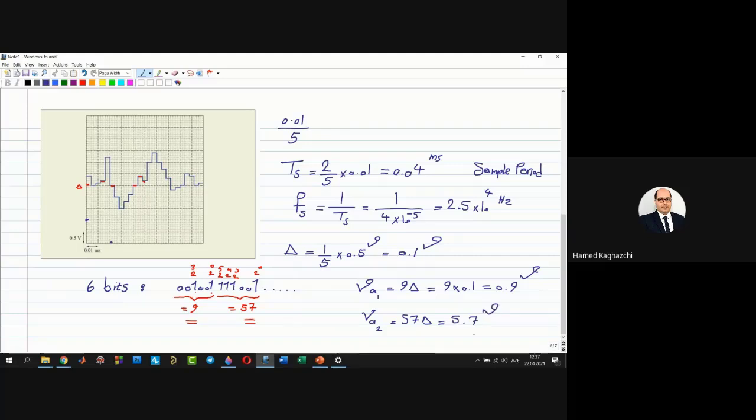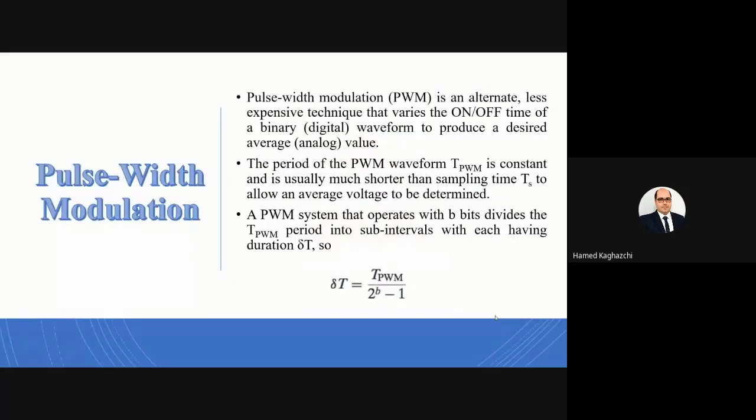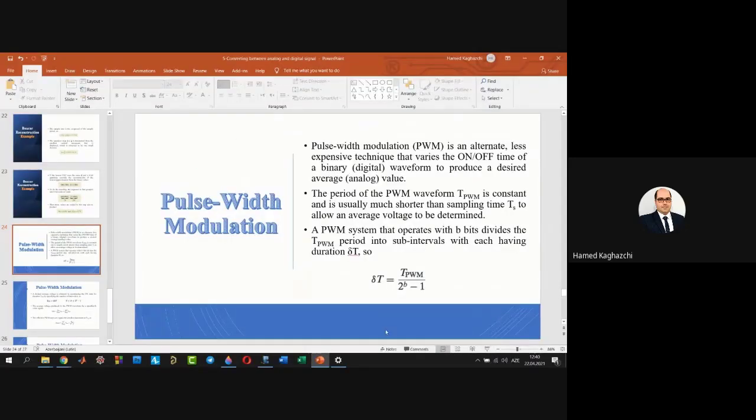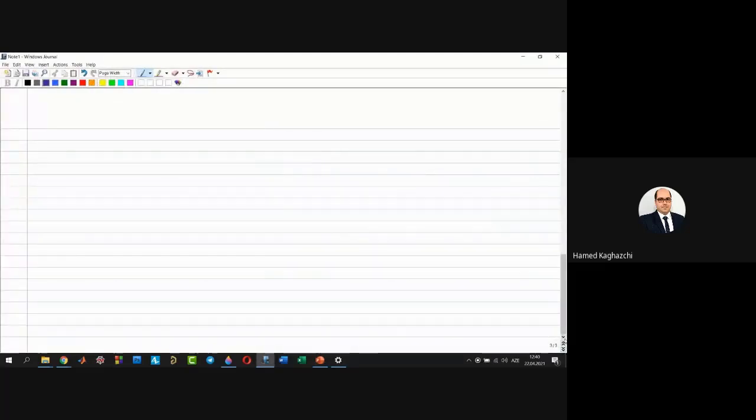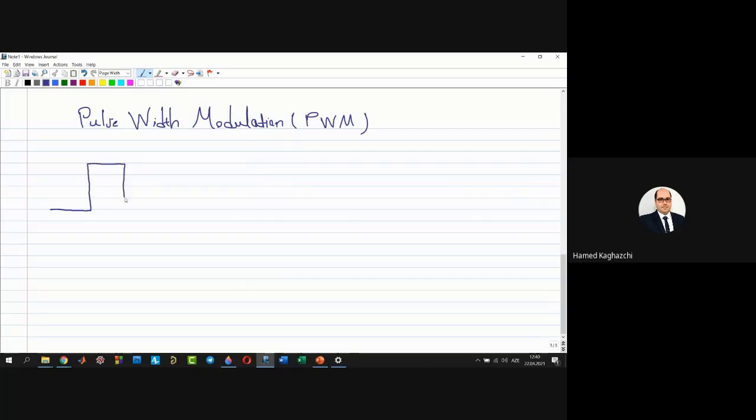It means 5.7 volts. The second method is pulse width modulation. Now, I want to explain what pulse width modulation is. This is so important. Pulse. Suppose that we have a square signal or pulse like that.